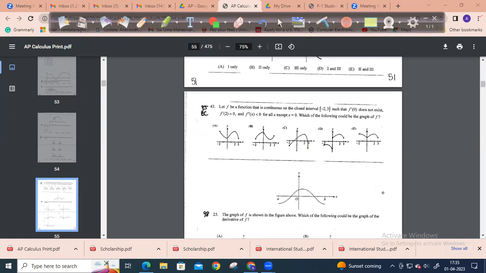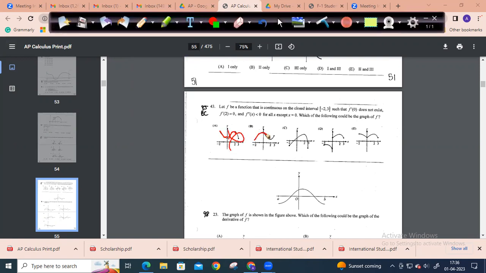So we need to identify a graph which satisfies all the conditions, which is continuous, where the derivative does not exist, and the derivative is 0 at 2, and the function is concave down for all the values. So it should be so simple. Why? Because they clearly mentioned f double dash x should be less than 0, means the function should be concave down for all values of x. So this is concave up and concave down, concave up. So this is concave down, this is concave down. So this is also concave down. So you immediately eliminate option A and B.